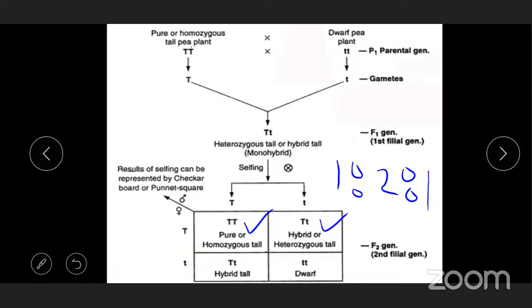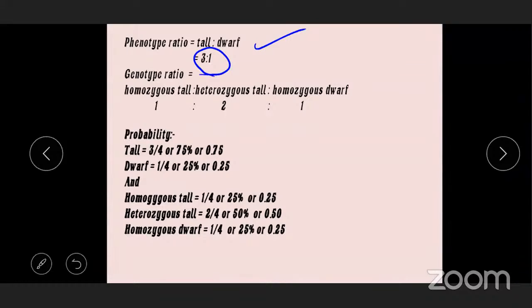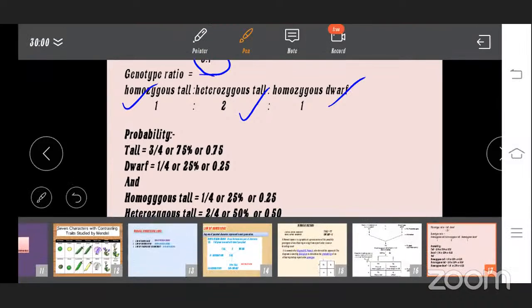How many homozygous tall? 1. How many heterozygous tall? 2. How many homozygous dwarf? 1. It is equal to 1 is to 2 is to 1. See, genotypic ratio: homozygous tall 1, heterozygous tall 2, homozygous dwarf 1. It is equal to 1 is to 2 is to 1.